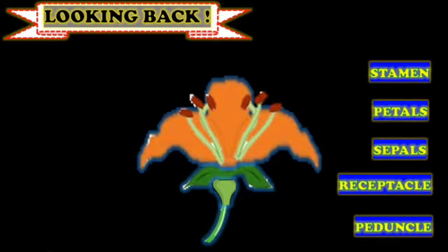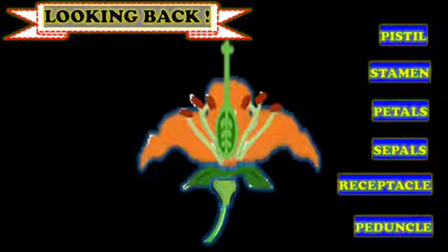And the next major part of the flower is what you call the pistil. So this is the pistil. The pistil is the female reproductive part of the flower that consists of four parts. We have the stigma, the style, the ovary, and inside the ovary, it is called the ovule.